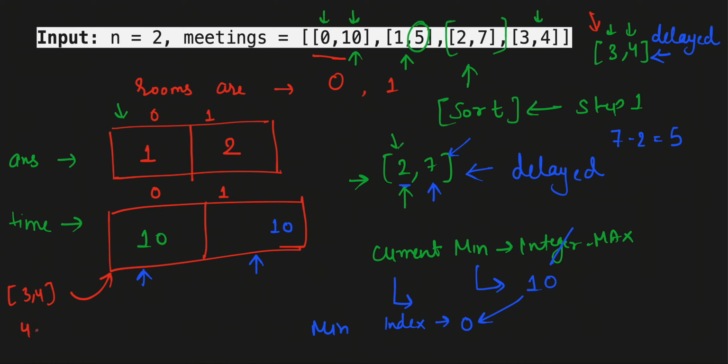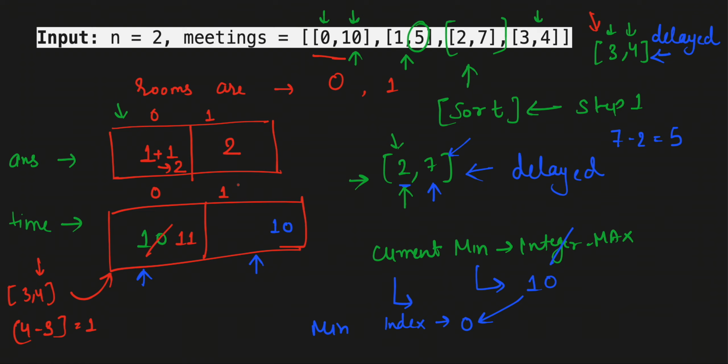10 plus 4 minus 3, which is equal to 1. So this particular room number 0 will get unoccupied at the 11 time interval, because this delayed meeting 3,4 started at room number 0. At that particular instance, I will be updating the answer array because one more meeting started here. 1 plus 1 is equal to 2.